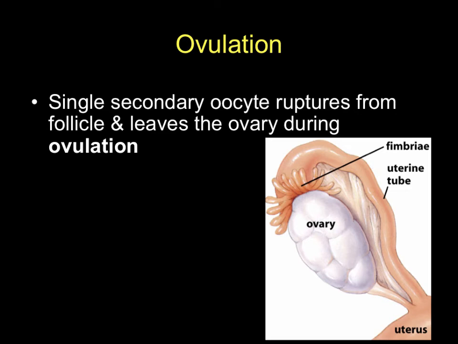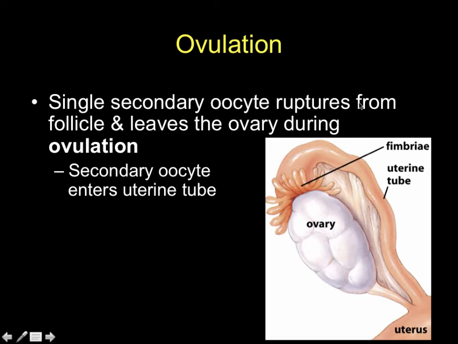All right, so the ovulation process itself. The secondary oocyte eventually leaves the follicle. It actually ruptures the follicle during ovulation. And so these fimbria, again, are responsible for pulling that secondary oocyte out of the follicle, out of the ovary, into the uterine tube. The secondary oocyte is now inside the uterine tube. And again, when I say uterine tube, that's the same as fallopian tube. If you know that term, that's perfectly acceptable.